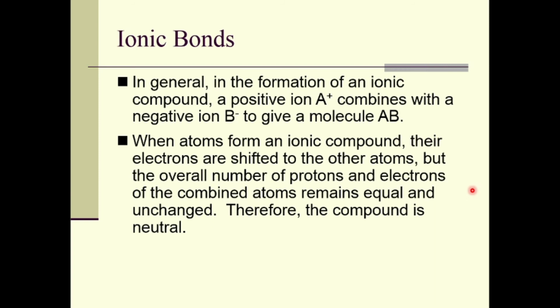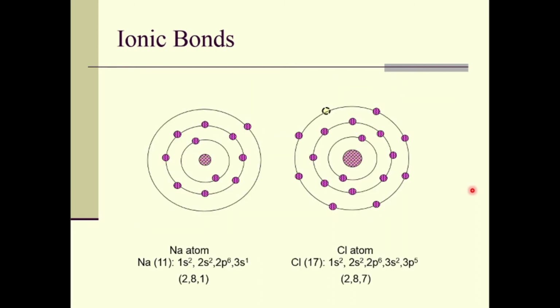So when the ionic bond is formed, electrons are shifted from one atom to the other atom, right. So here from sodium 1 electron is transferred to chlorine, but the overall number of protons and electrons of the combined atom, that means the molecule, remains equal and unchanged, right. So the total charge is unchanged, and therefore the compound is neutral. So sodium chloride is a neutral compound.